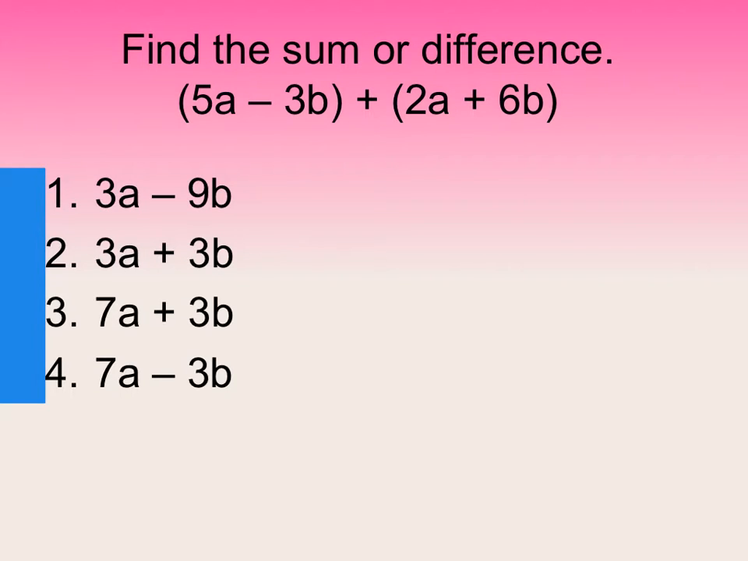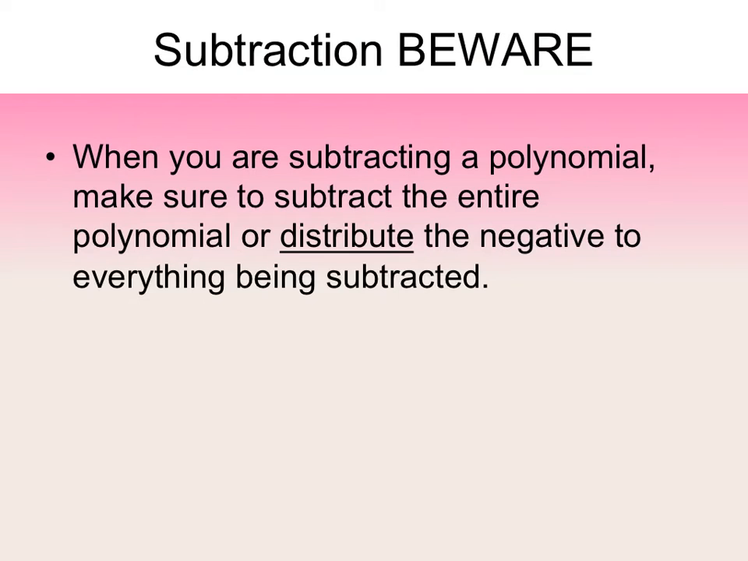Go ahead and see if you can find the answer for this one, and then press play when you're ready to check. So this should be option 3: 5 plus 2 is 7a, and then negative 3b plus 6b is positive 3b.